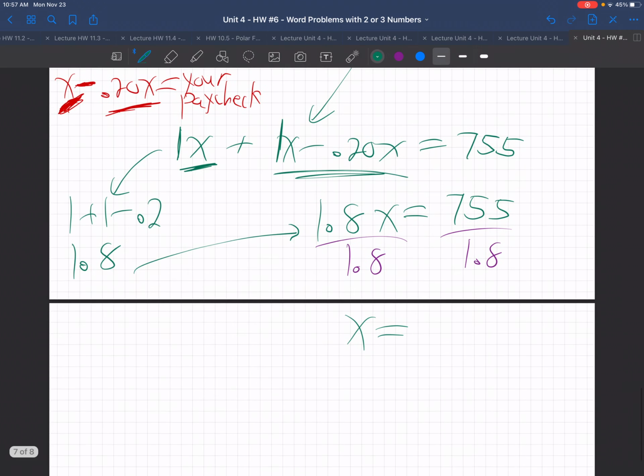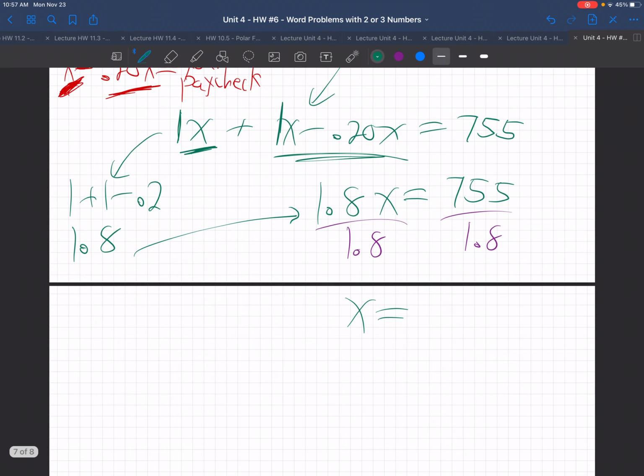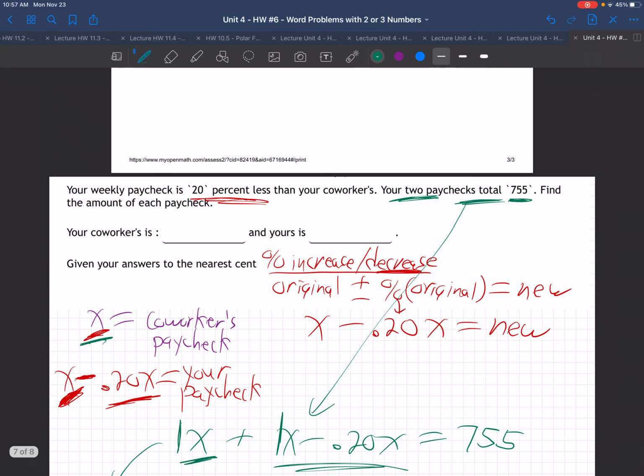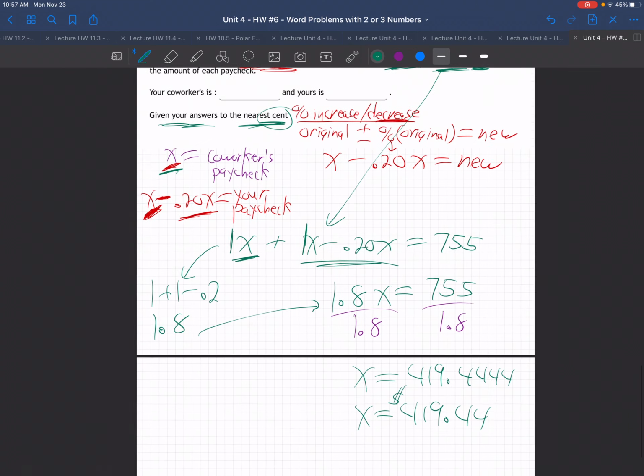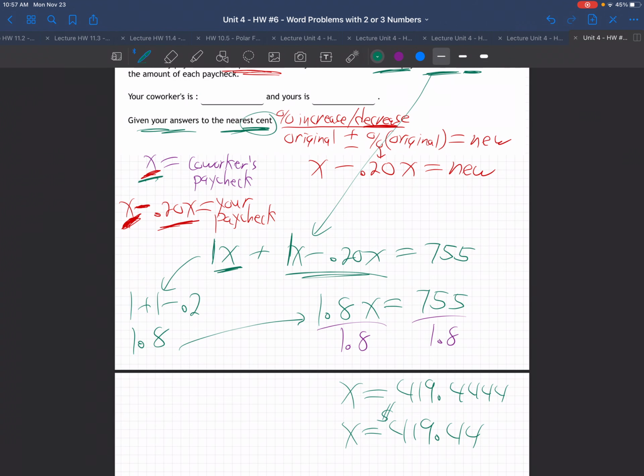X is 755 divided by 1.8. I'm getting 419, and then the 4s go forever. So they want us to round to the nearest cent, I think they said, right? Yeah, give your answers to the nearest cent. So the nearest cent would be 419.44. So X is 419.44. Now, which one is that? Is that your paycheck or your coworker's paycheck?